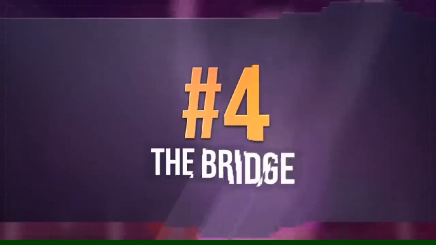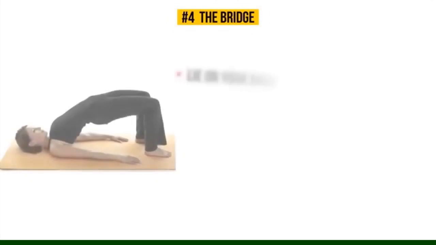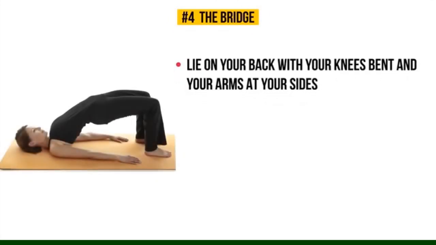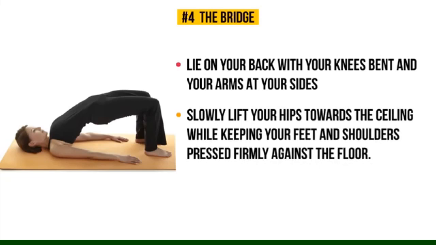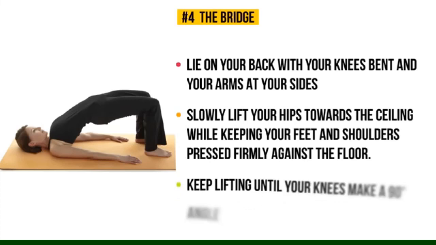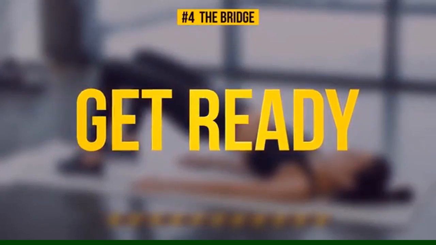Exercise number 4, the Bridge. Lie on your back with your knees bent and your arms at your sides. Slowly lift your hips toward the ceiling while keeping your feet and shoulders pressed firmly against the floor. Keep lifting until your knees make a 90-degree angle. Think you could hold this pose for 30 seconds? Let's see!